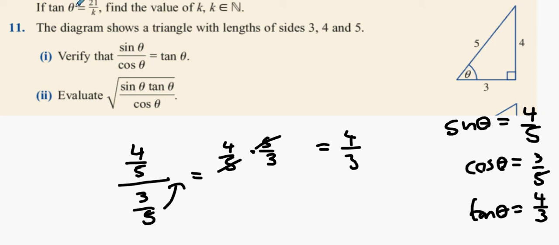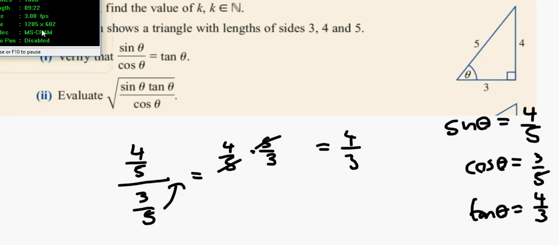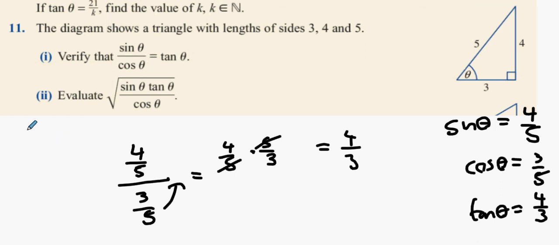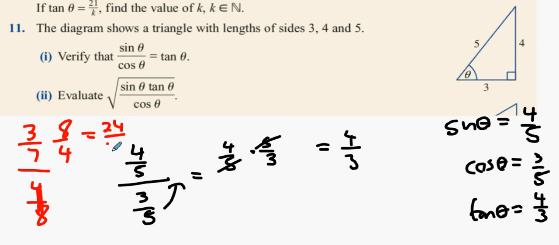Can you still do it if you can't cross out any number? Yeah, you just end up multiplying them. So I think what Danny's asked me is if I had something like 3 over 7 divided by 4 over 8. I bring over 4 over 8 and it turns into 8 over 4, and that's just going to be 24 over 28. And then I can break it up from there.